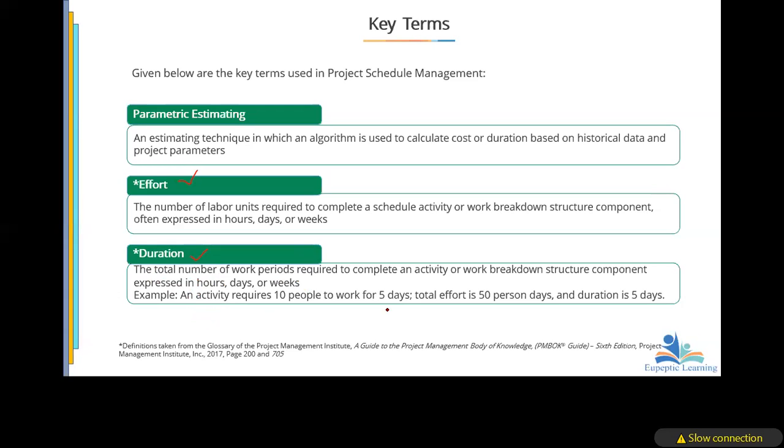So here, let's look at it. An activity requires 10 people to work for 5 days. So calculate the level of effort. You multiply 5 by the 10. Exactly. So that will give you 50 person days. That is the effort. However, the duration is 5 days. Do you get it now? So please note.